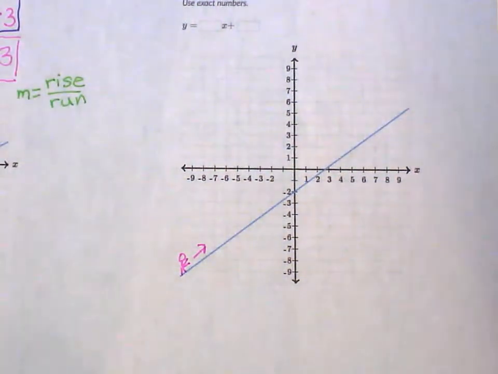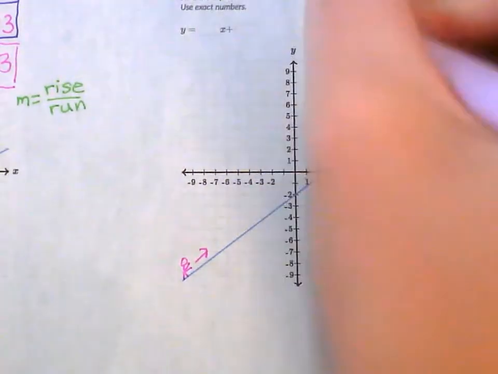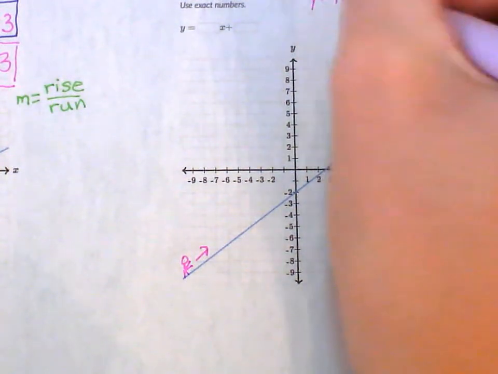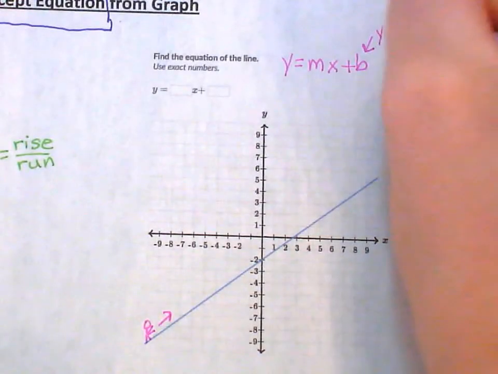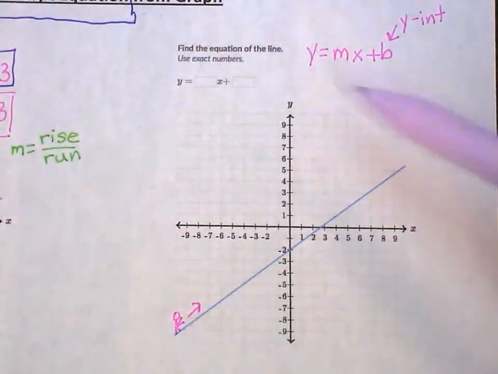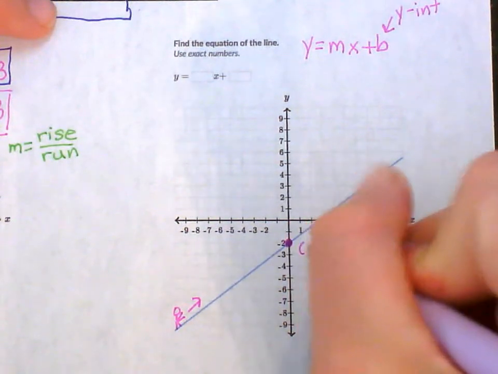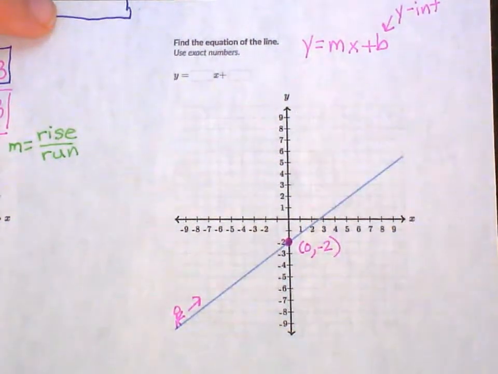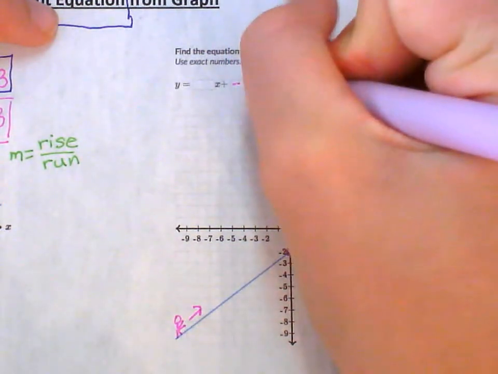Now, what do we start with? I think it's easiest to plug in the y-intercept first into b. Remember the equation's y equals mx plus b. So where does the graph cross the y-axis? The y-axis is the vertical axis. It crosses it right here at (0, -2). So I know that the y-intercept is -2, and I'll plug in -2 there.